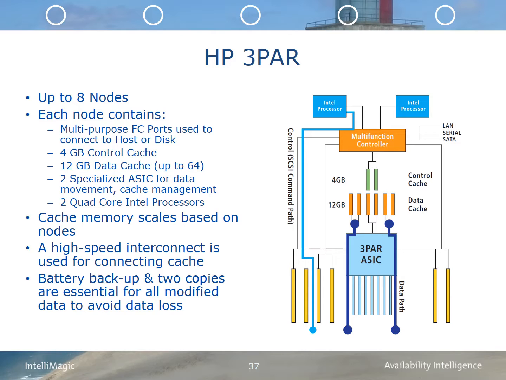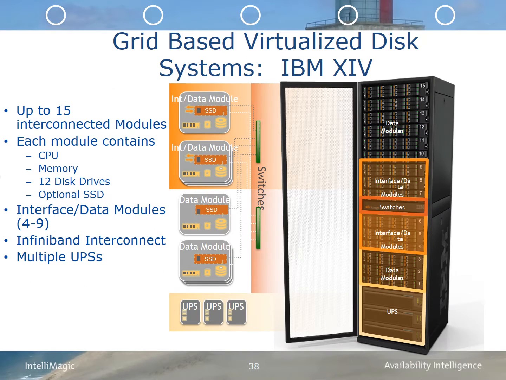And the cache memory scales linearly based on the number of nodes. A high-speed interconnect is used for connecting the cache to the other components. And there's a battery backup, and 2 copies are kept so that if there's any data loss, it can be recovered. Another type of architecture is a grid-based architecture, such as the IBM XIV.